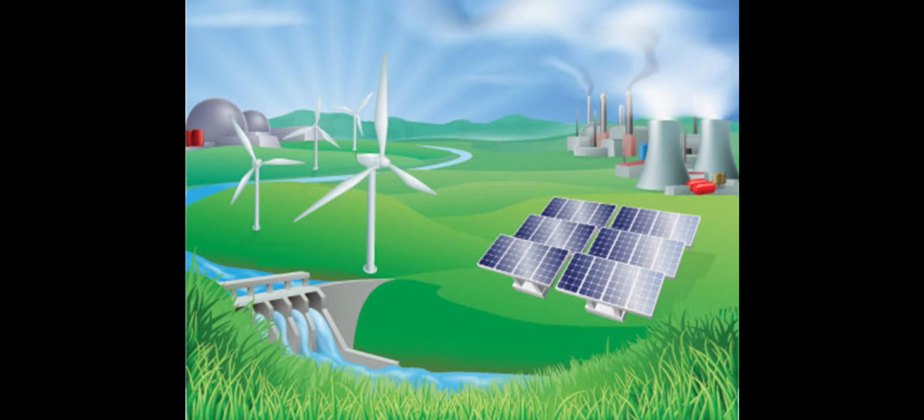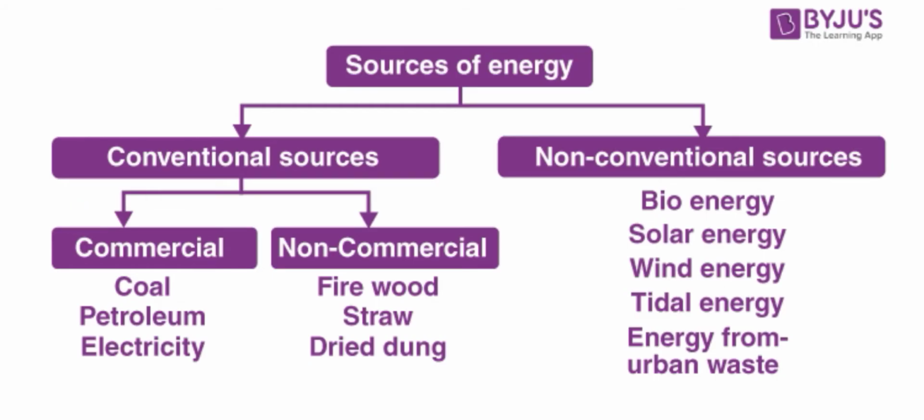So, broadly, the power resources are classified into two: conventional resources and non-conventional resources. What do we mean by conventional resources? Those that have been in common use for a long time, thousands of years. What are the divisions of conventional resources? Commercial and non-commercial. Commercial means coal, petrol, electricity, etc. Non-commercial means what we practice, like firewood, straw, dry dung, etc.